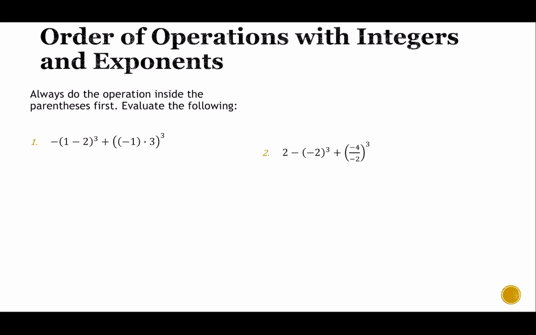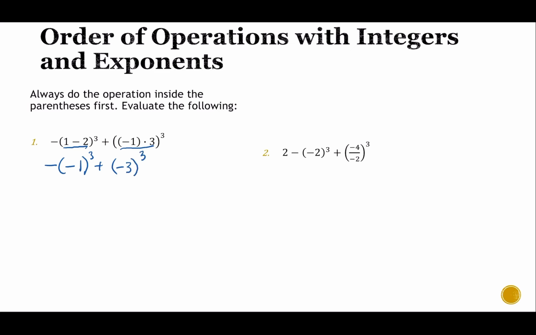So with example 1, the first thing I want to do is simplify what's inside my parentheses. So I have 1 minus a negative 2. That becomes a negative 1 cubed plus, now I have negative 1 times 3. That becomes a negative 3 cubed.